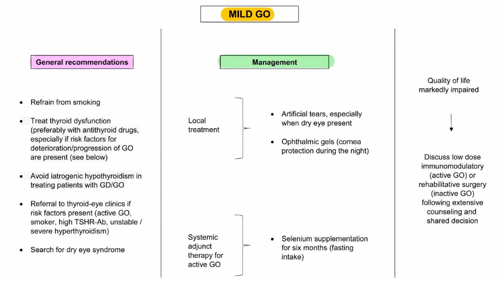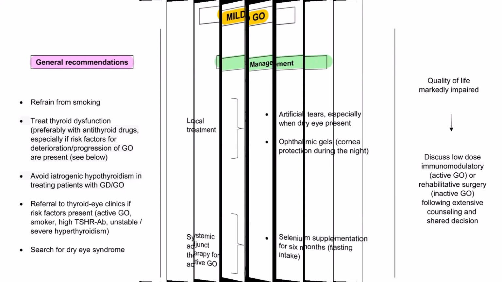Search for dry eye syndrome. How to manage it: local treatment with artificial tears and ophthalmic gels like corneal protection gel during the night, and we give systemic adjunct therapy with selenium for active Graves'. If quality of life is markedly impaired, we should give low-dose immunomodulatory drugs in case of active Graves' orbitopathy, or rehabilitative surgery in case of inactive Graves' orbitopathy. This is for mild Graves' orbitopathy.